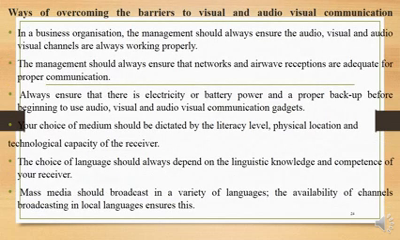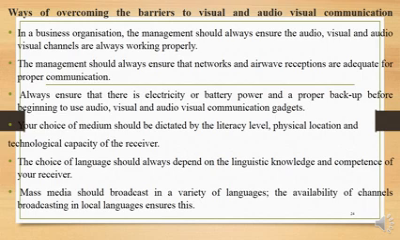Ways of overcoming the barriers to visual and audio visual communication. In a business organization, the management should always ensure the audio and audio visual channels are always working properly. The management should always ensure that networks and airwave receptions are adequate for proper communication, and they should always ensure that there is electricity or battery power and a proper backup before beginning to use audio and audio visual communication gadgets.